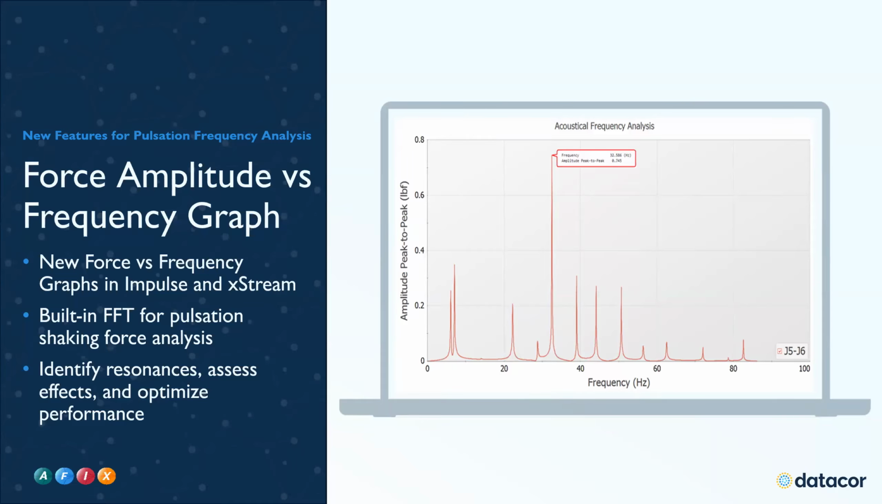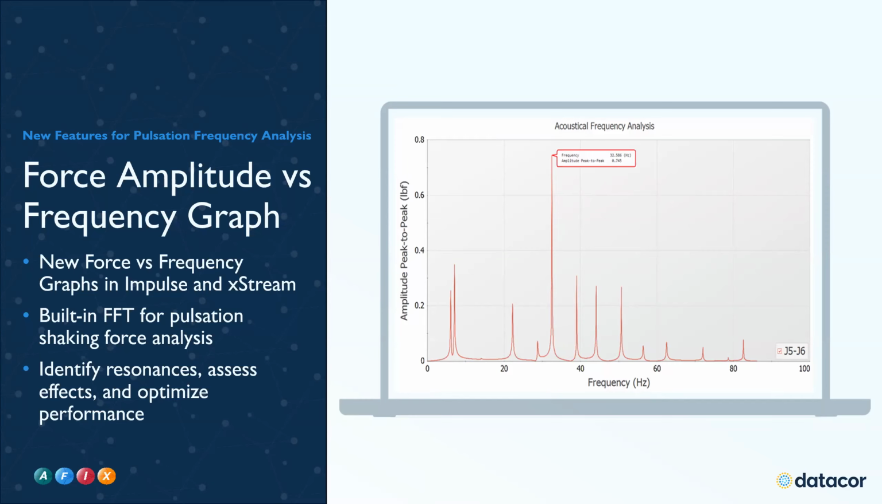We've introduced a new force amplitude versus frequency graphs feature in Impulse and xStream, which is part of the PFA module. This essentially applies fast Fourier transforms to force versus time data, so you can generate pulsation shaking force graphs directly in the software without external processing. We've done this with pressures for a long time, using it for API 618 and API 674 analysis, but we've now extended this to forces. The forces are defined as usual, so force sets in your existing models are already set up for this analysis.